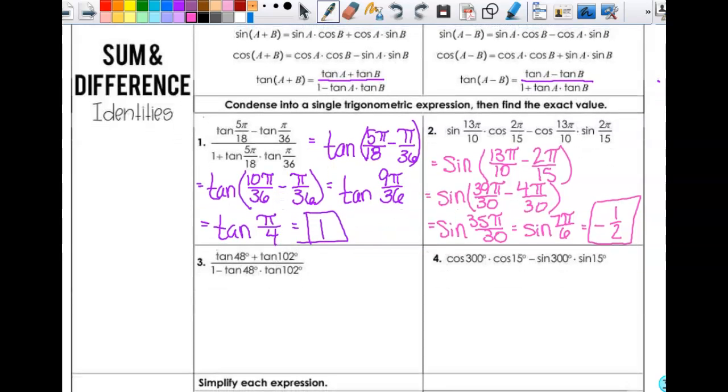Alrighty. So look at number 3, and I feel like that matches a tangent one, right? There's addition in the numerator, so it matches this one, which means it would be a sum of the tangents. And I have A, B, A, B, it all looks good. So this is going to give me tangent of 48 plus 102. So that means that is tangent of 150 degrees.